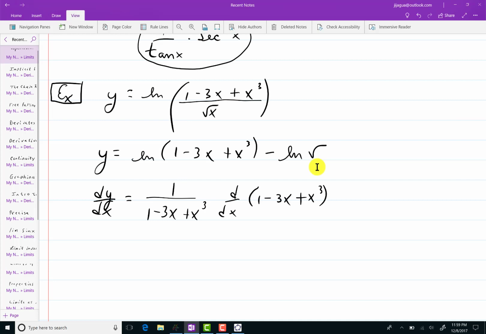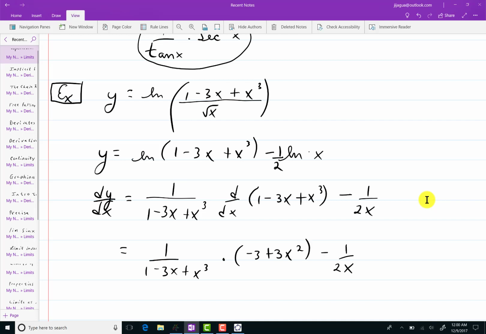And the other piece, I just realized that I had a y where I should have had an x. But better than that, the square root of x is x to the 1/2 power. So I'm going to put a 1/2 in front. So I have minus 1 over 2x. The derivative of ln of x is 1 over x. All I got to do now is take the derivative of 1 minus 3x plus x cubed, and I'm going to get negative 3 plus 3x squared. And so there you have it, complete solution. I'm happy with that. Don't worry about doing any simplifying.